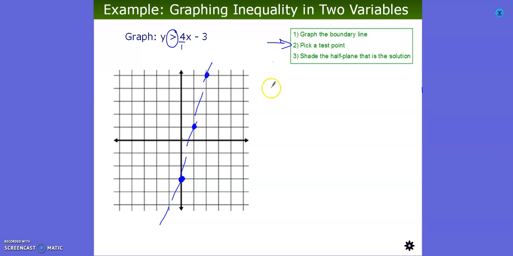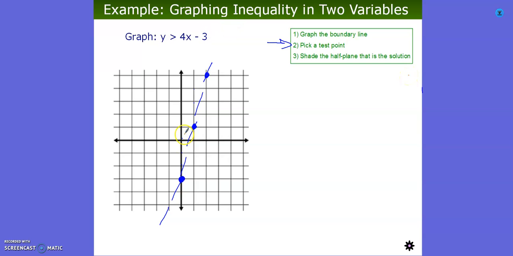So this is where I pick a point out in space. Any point, any ordered pair I want that's in space, but it can't be on the line. If it's on the line, that's not going to tell us which direction to shade. We want to pick a point, and it's either going to be true or false. If it's false, we don't shade that side with the point. We shade the other. If it's true, that's the side we're going to shade. I would encourage you to pick 0, 0 when at all possible, and that helps to eliminate any mistakes we might make.